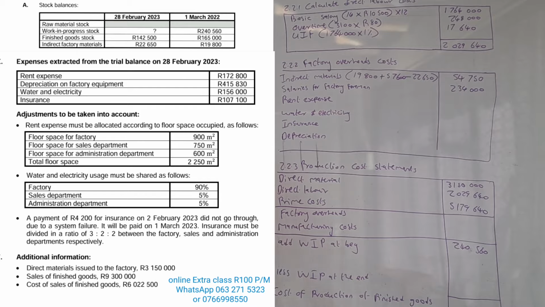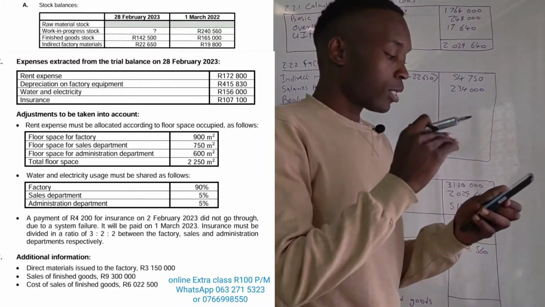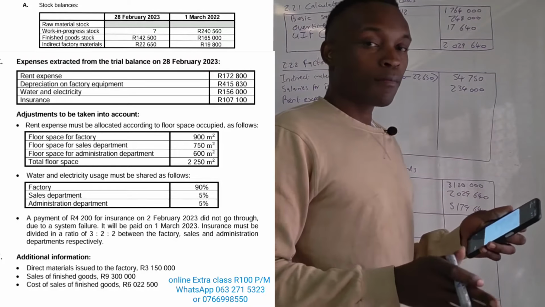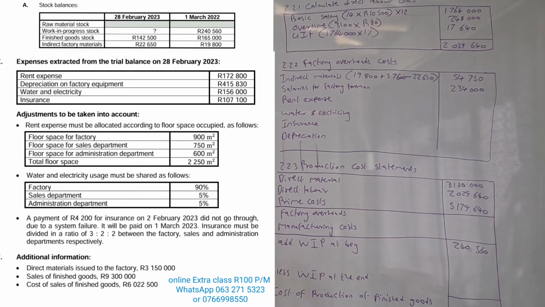Okay, now the next one, we have to go to information number E. They say that expenses extracted from the trial balance on 28 February 2023 are as follows. We have a rent expense, depreciation on factory equipment, water and electricity, and insurance. But we must not just calculate. We must read instruction first, because this rent expense, probably there might be another part that was used in the office, so we have to read what is just to be taken into account.